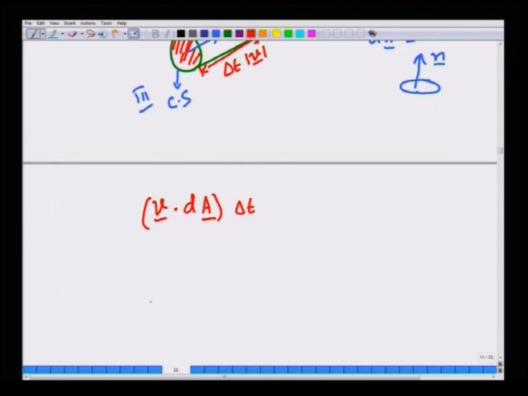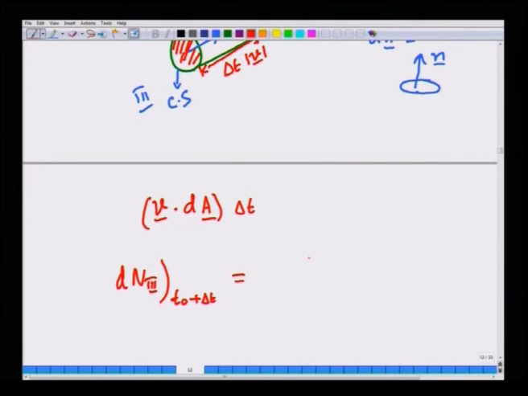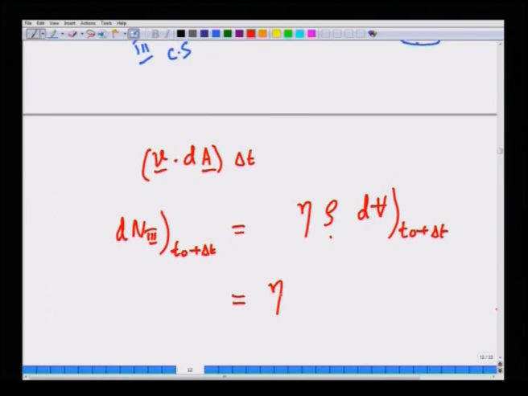To calculate the volume, the extent of change in any quantity like mass, momentum or energy in a tiny volume due to the motion of the system from the CV is given by the amount of quantity per unit mass, times mass per unit volume, times the volume at T0 plus delta T. But we know what this is: it is eta times rho, and dV is something that we just calculated as V dot dA times delta T. This is dN3 at T0 plus delta T.